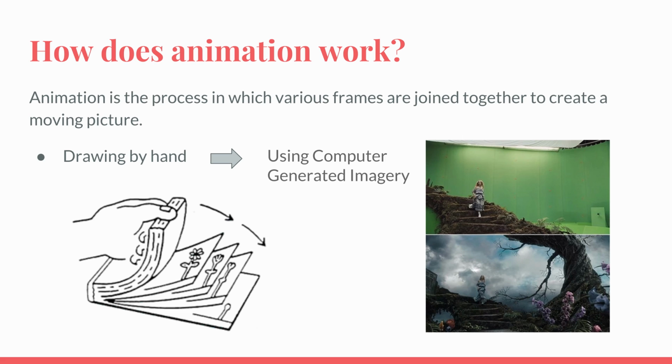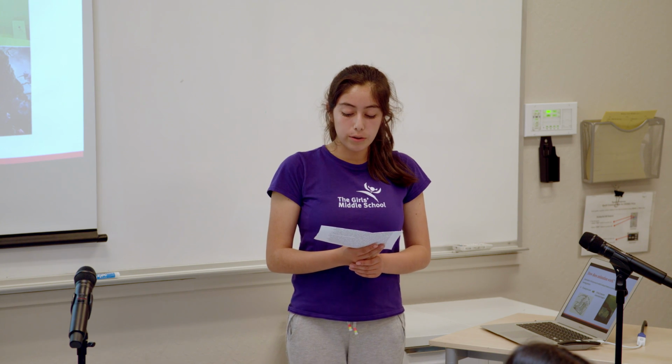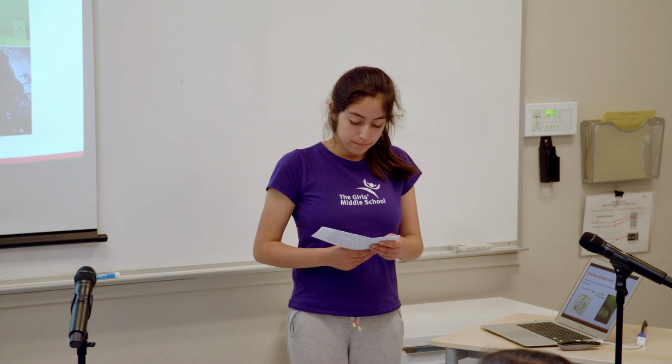How does animation work? Animation is the process in which various frames are joined together to create a moving picture. Animation was done by hand in the past. People had to draw each individual scene and display them quickly so it would look like it was moving. You can think of it sort of as a flip book.